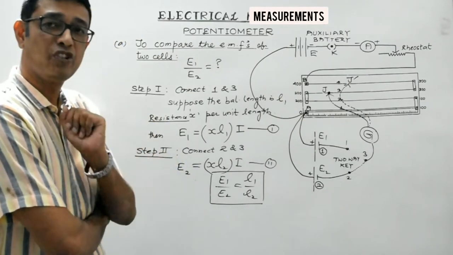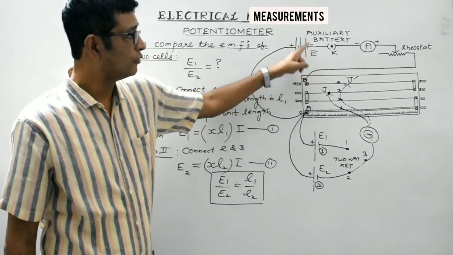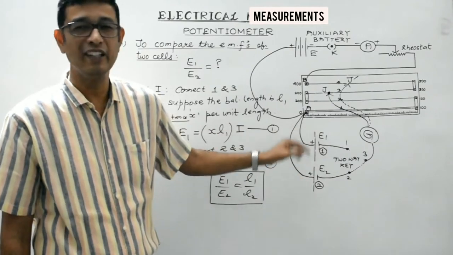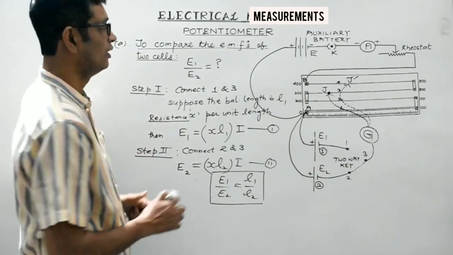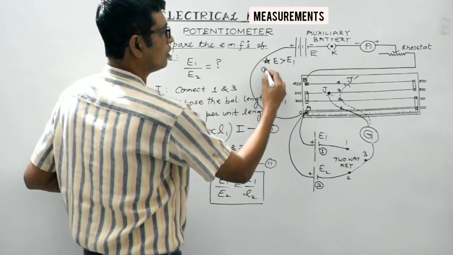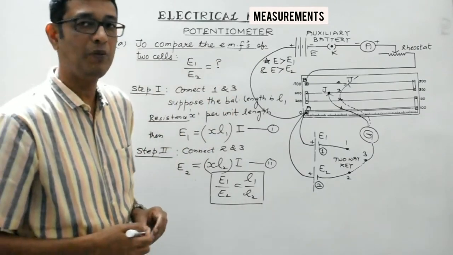Here I must mention, the first point is, the EMF of the auxiliary battery should be greater than the EMFs of these two cells. Then only the balancing point will be obtained. So please take care. E should be greater than E1. Also E should be greater than E2. Then only the balancing point will be obtained.